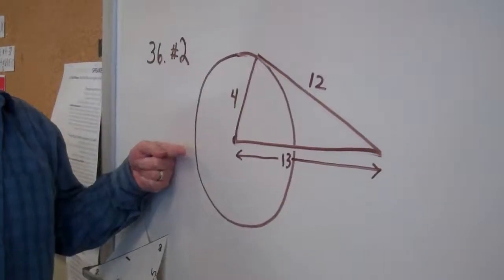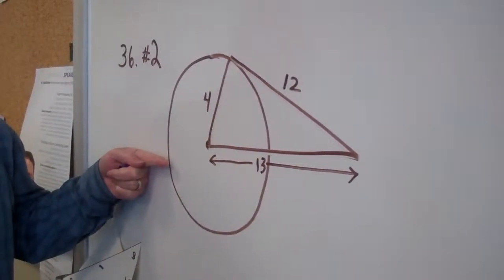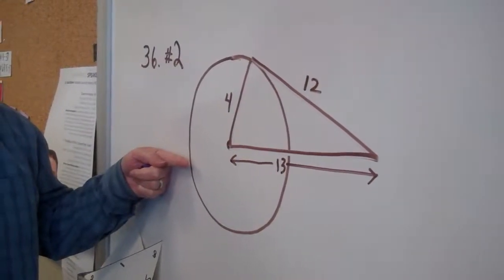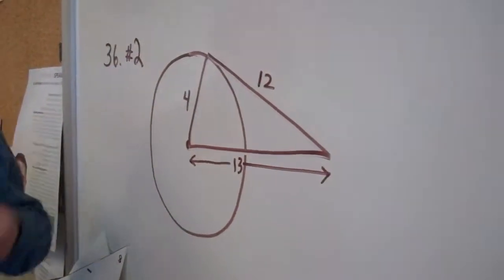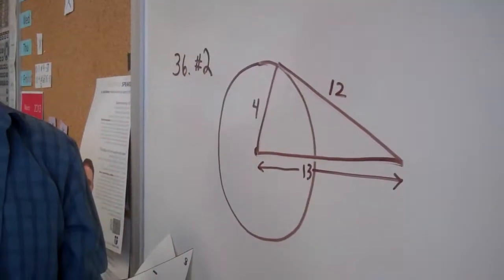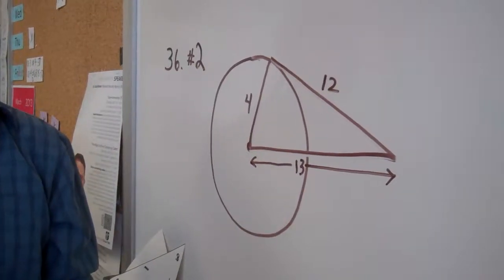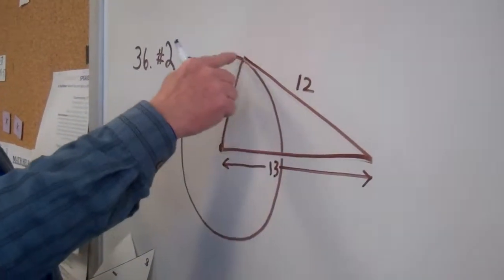Let's look at this one right here now. What's the question, Kate? This is 36, number 2. This is the picture for it, and what did they ask? They asked whether each segment is tangent to the given circle. How could we decide if this segment is tangent or not?